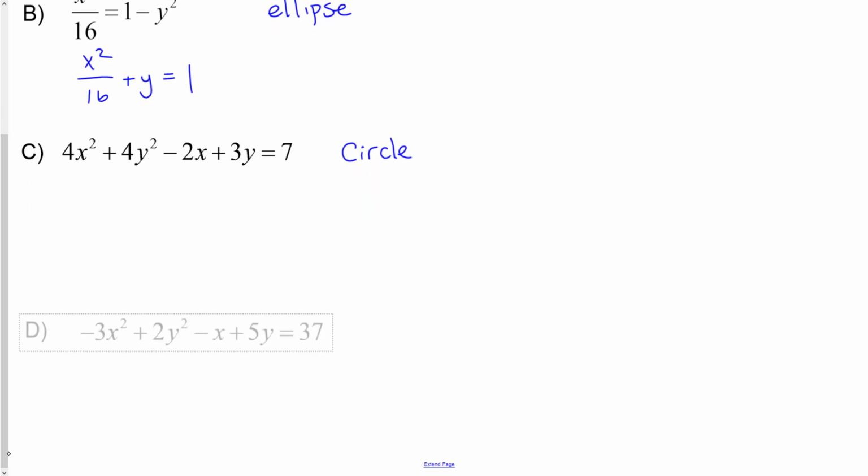Lastly, I have in general form again. A is -3, C is 2. Since they are not the same sign, that's going to be a hyperbola. And that's as easy as these questions can be.